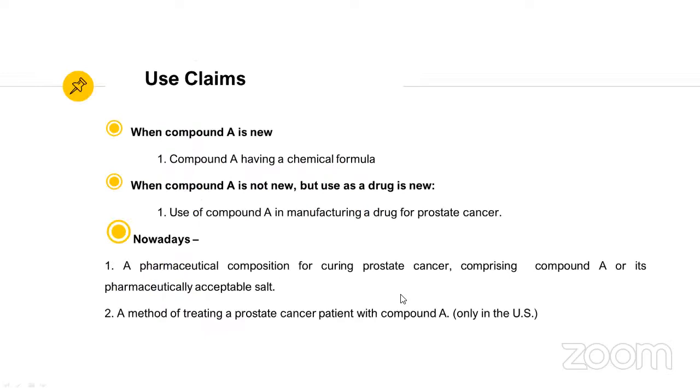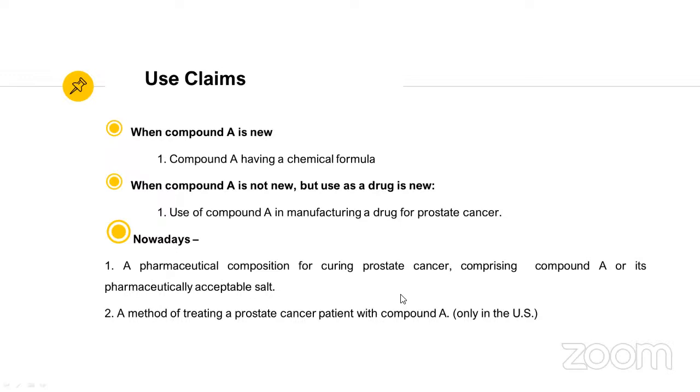When you have a use claim, you have to think that the use claim is not applicable in India. The use claim you have to file is applicable in the US only. So the use claim is when your compound is new, or a compound having the general chemical formula, or when the compound is not new but its use as a drug is new. Like the use of compound A in manufacturing a drug for prostate cancer.